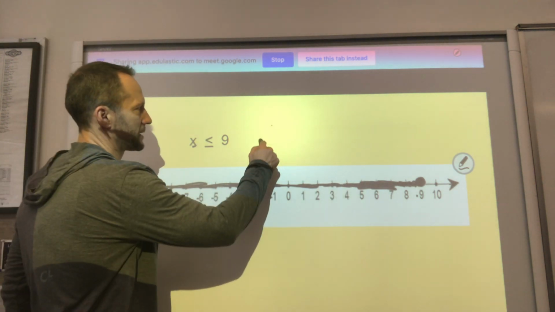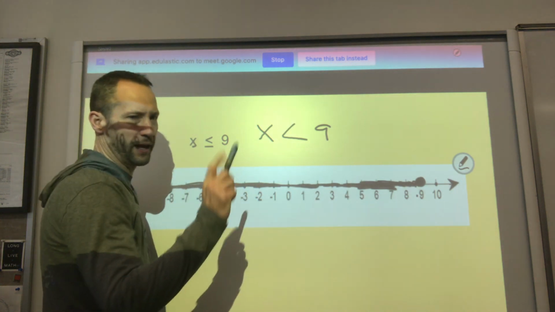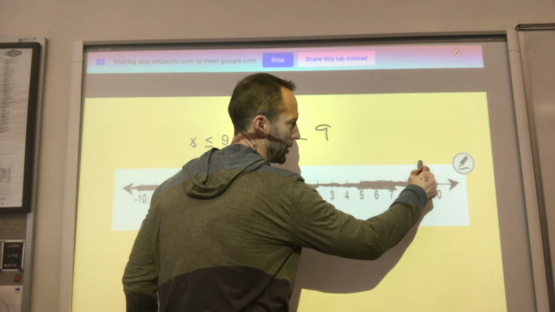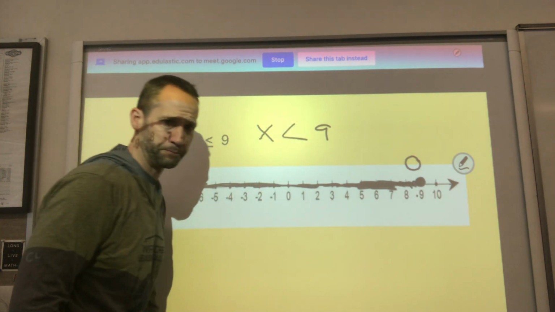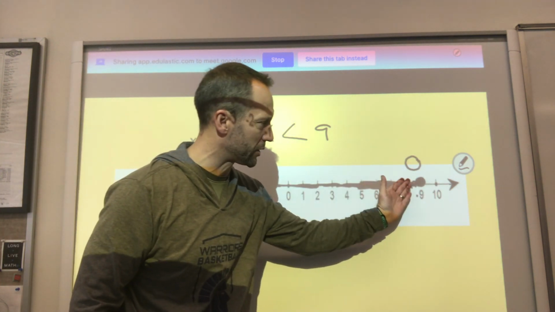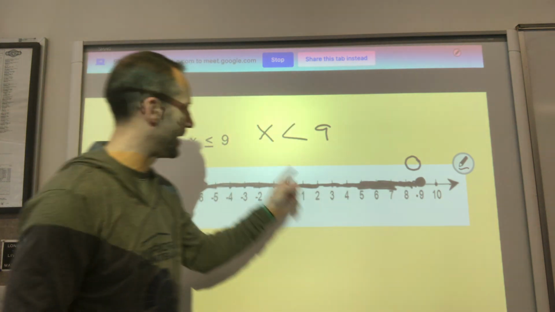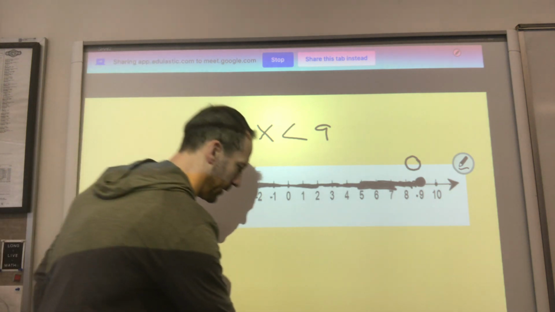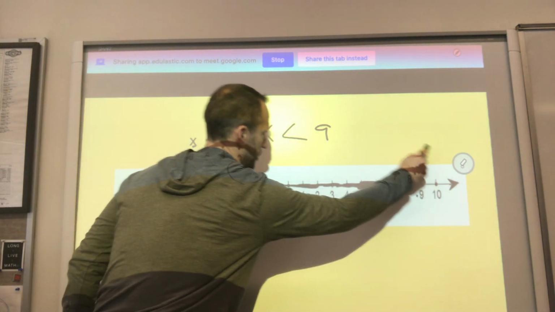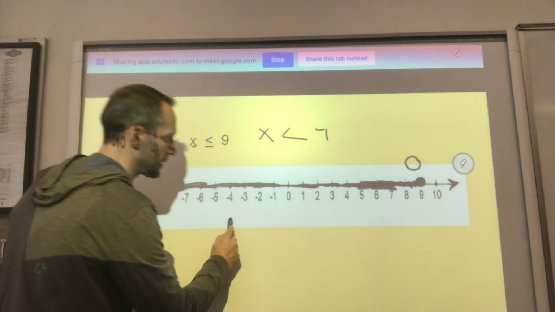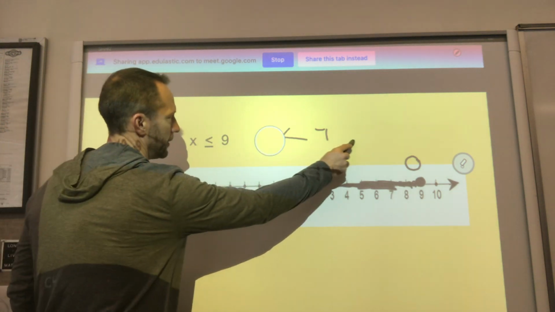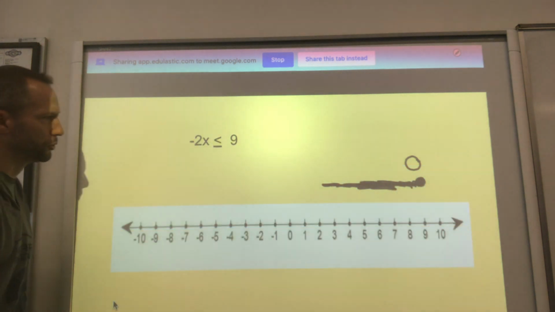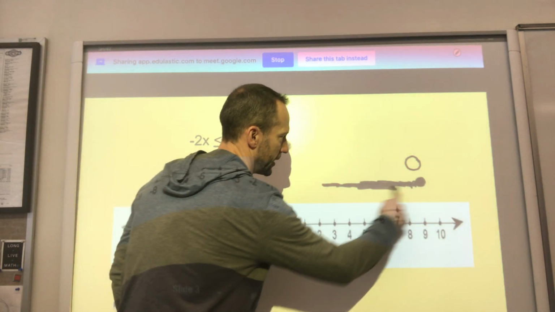If it was just x is less than 9, then my endpoint over here, and this is what we refer to as an endpoint, we would make an open endpoint, which says, okay, we go right up to the 9, but it does not include 9. 9 is not less than 9, so we don't include it. So this is where we first started our work with inequalities, just reviewing some things with inequalities.